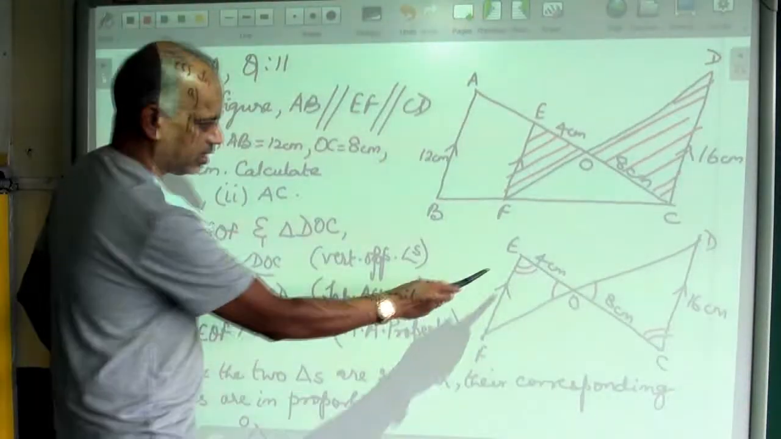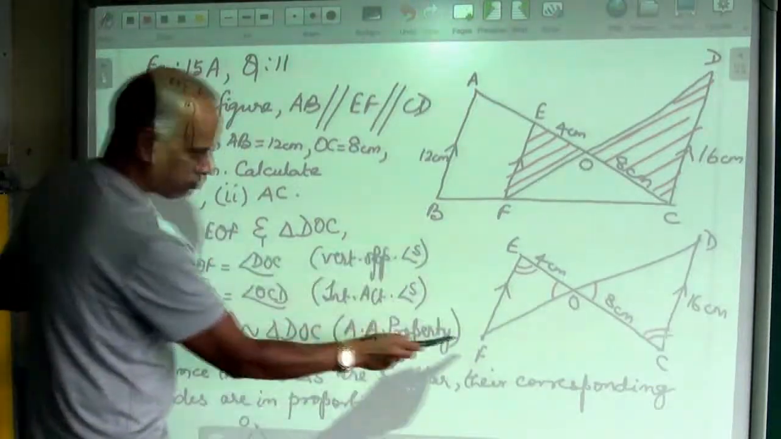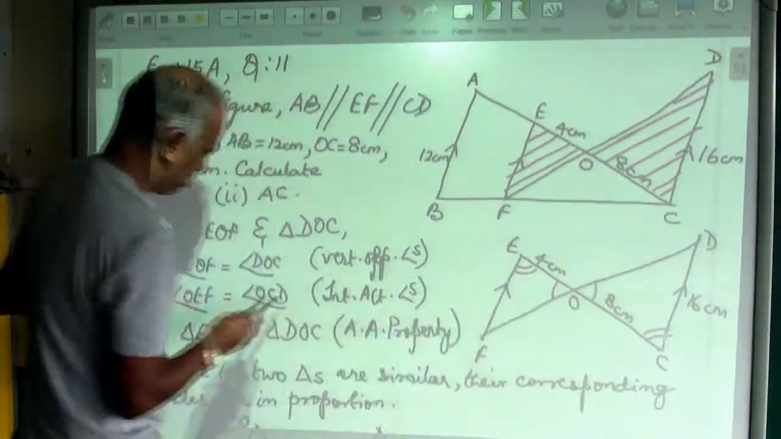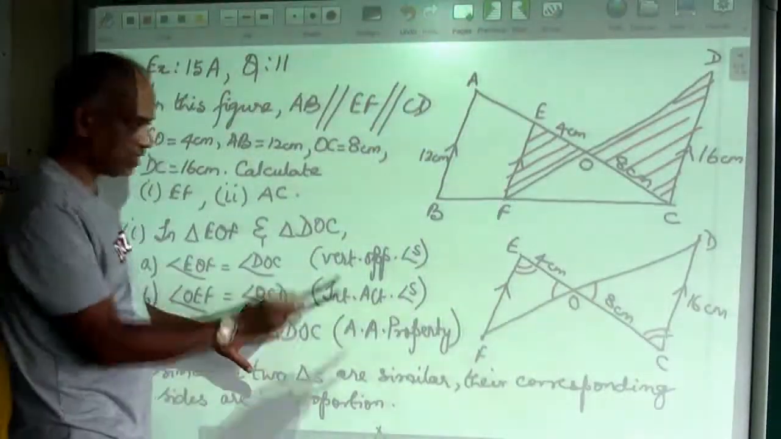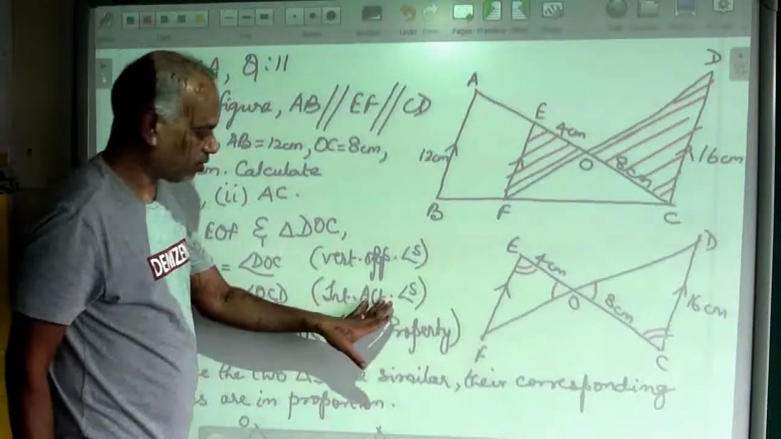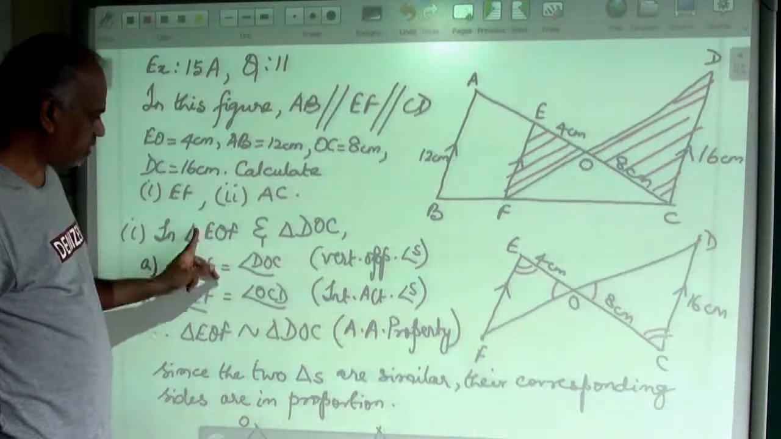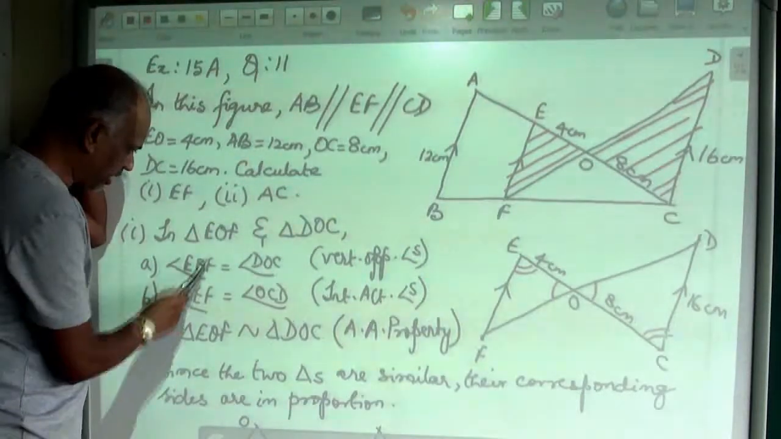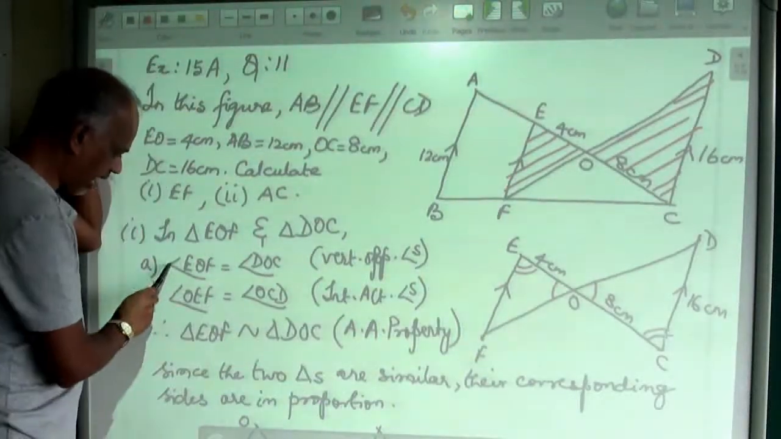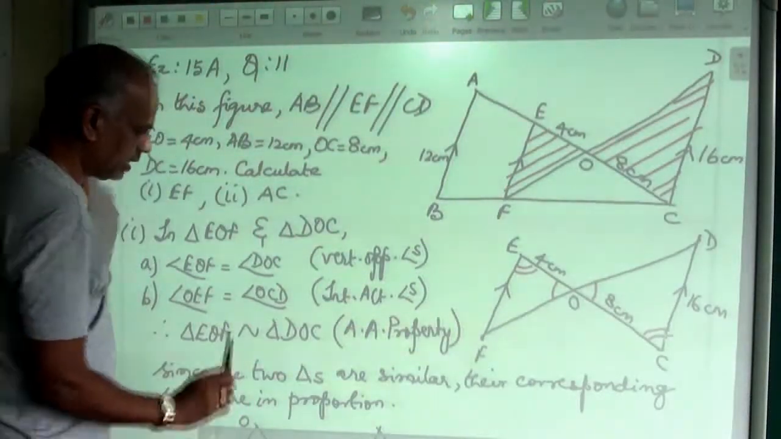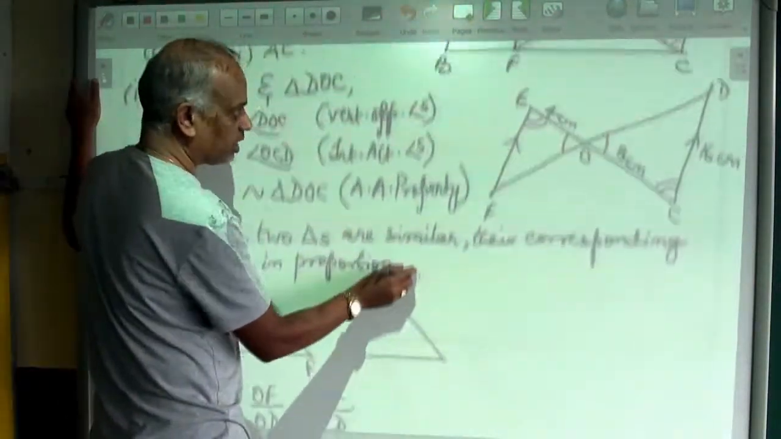First one is done. Now let's write about the second one. This one is angle OEF, that's this one, is equal to this one, OCD. Why these two are equal? Because they are interior alternate angles. Now two corresponding angles are equal, therefore the two triangles are similar. Therefore triangle EOF is similar to triangle DOC by what property you have tried? Angle property.